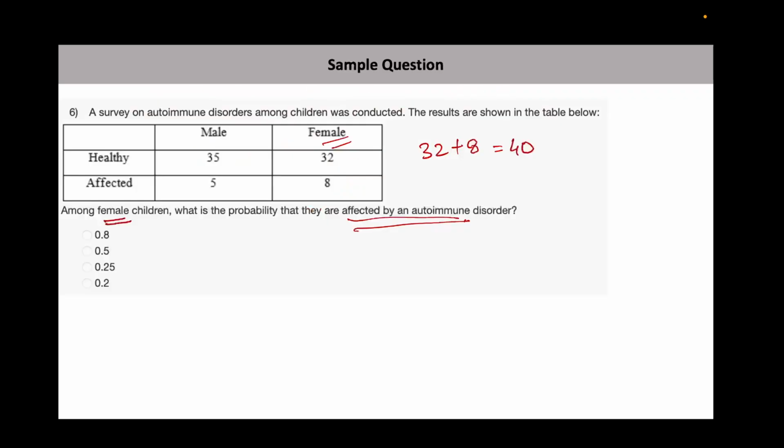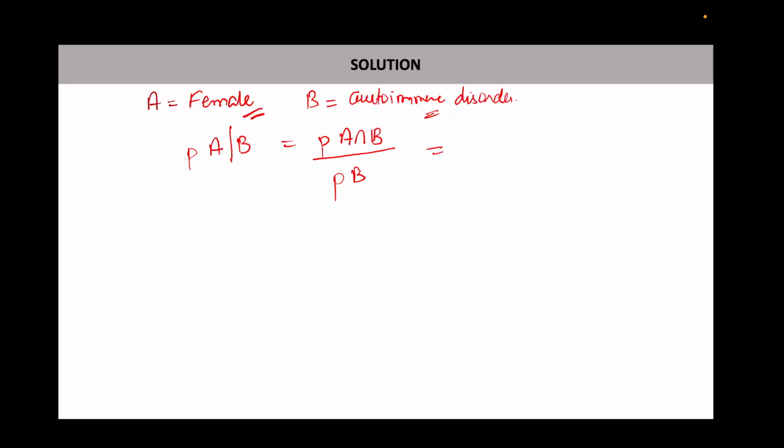Your probability of A and B together is, if you see here, female and affected is 8, and the total number of events is 40 here. So, I'm sorry, it was female, so it will be the probability of A. So A and B together happening will be 8 upon 40. That is 1 by 5, which is 0.2. So your answer to this question is 0.2.